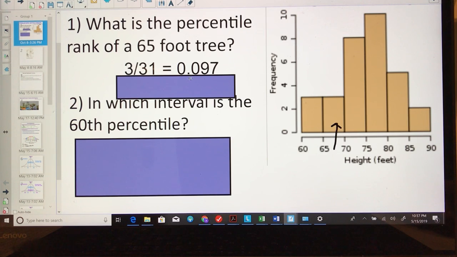So it's in the 9.7 percentile. Okay, in which interval is the 60th percentile?